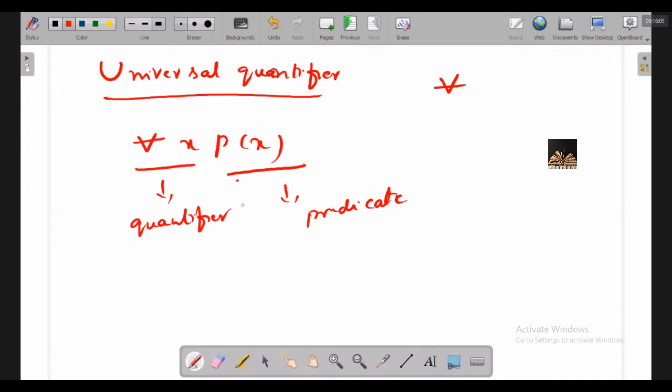This "for all x, P of x" becomes a proposition when it has the value either true or false. When P of x is true for every x, then for all x, P of x is true. Otherwise, it is false.